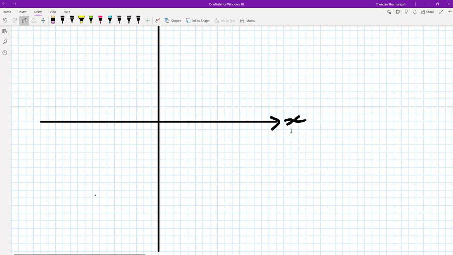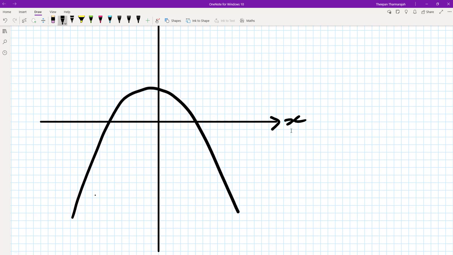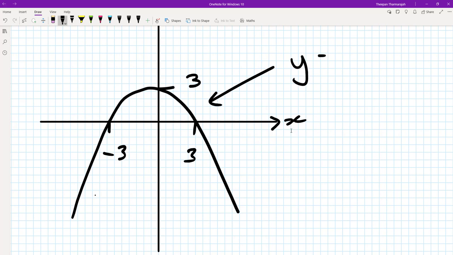So we sketch that, it goes through the same x coordinates, so as in minus 3 and 3. But now this is going to be 3. And this will be the graph of y equals a third of f(x). Remember, only the y coordinates are affected.